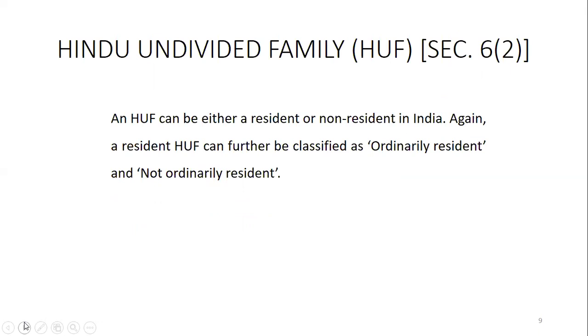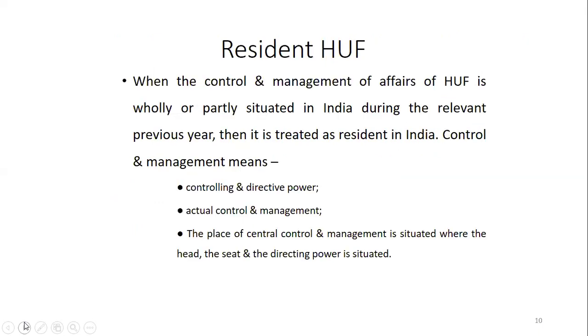Now we talk about Hindu undivided family, which is mentioned under section 6 subsection 2. A Hindu undivided family can either be a resident or non-resident in India. Again, a resident Hindu undivided family can further be classified as ordinarily resident and not ordinarily resident, as we discussed in our previous slides also.